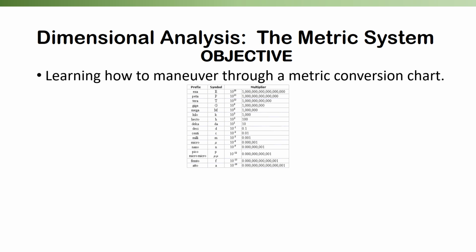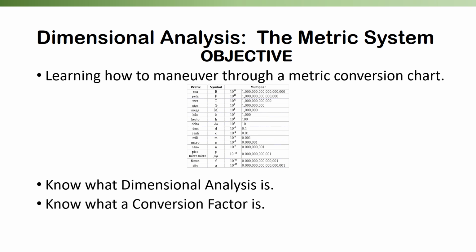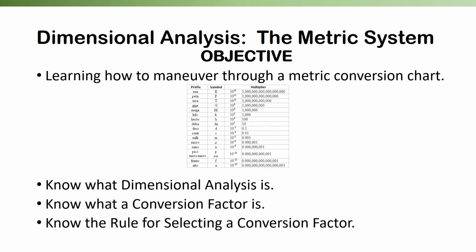In order to do this, you first need to know what dimensional analysis is, know what a conversion factor is, and know the rule for selecting a conversion factor. So if you don't know these last three things, you may be a little lost in this video. And if that's the case, go watch my other video, Dimensional Analysis, the nuts and bolts of creating ratios between units. I know it sounds riveting, but it goes into more depth with a lot of examples and it'll help you out. Otherwise, let's get started.